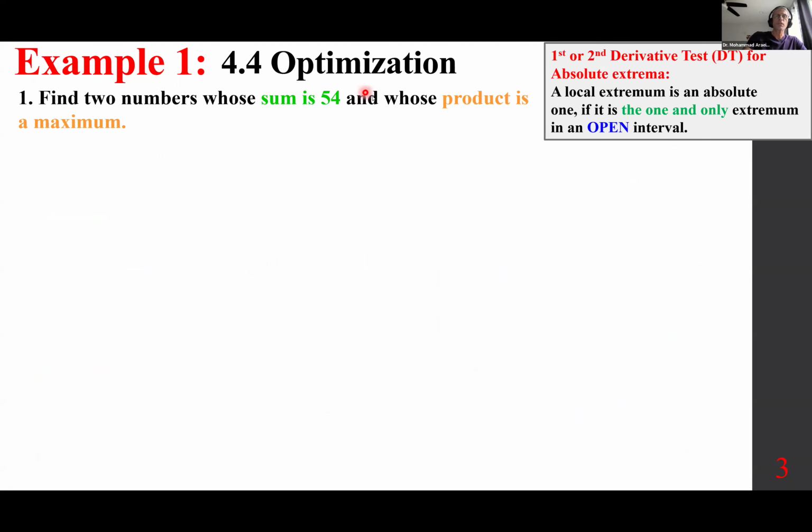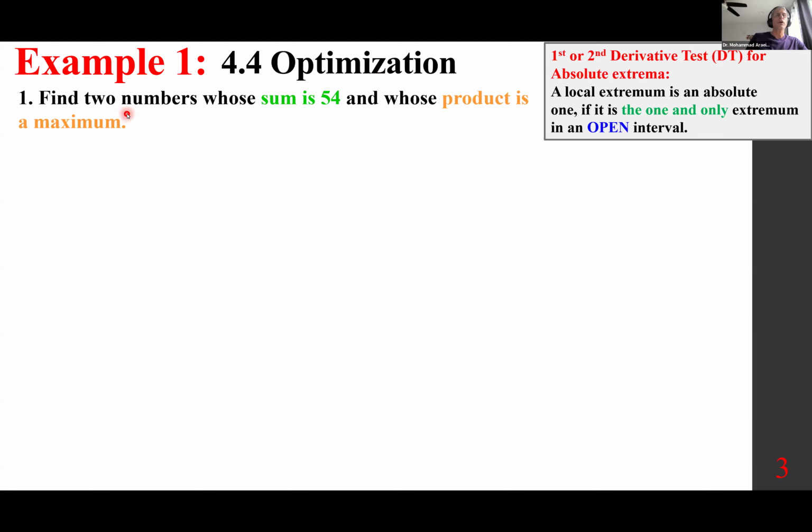Now, to discuss optimization problems, first I want to discuss the first or second derivative test for absolute extrema. A local extremum is an absolute one if it is the one and only extremum in an open interval. So if you have an open interval and one critical point, it's not only local, it's also absolute. But whether it's max or min, you have to do the first or the second derivative test.